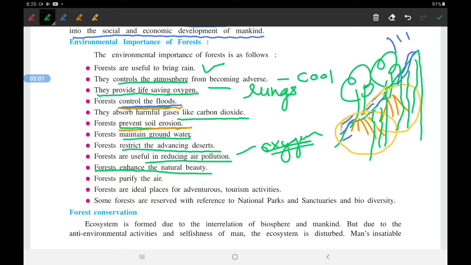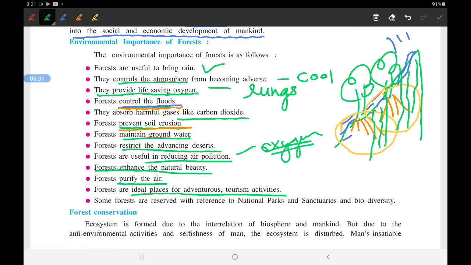Next, forests also purify the air. We know about this. The more the forest or trees, the purer the air will be. You might have seen people going for a walk in areas where there are a lot of trees. Why do they go? Because they get more purified air. Forests are ideal places for adventure and tourism.